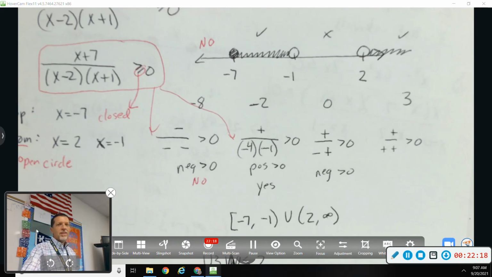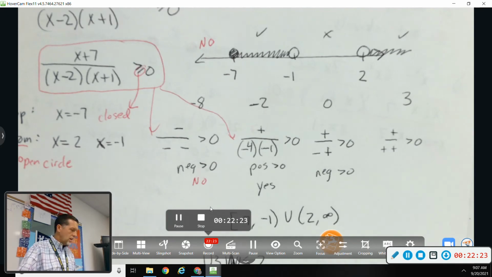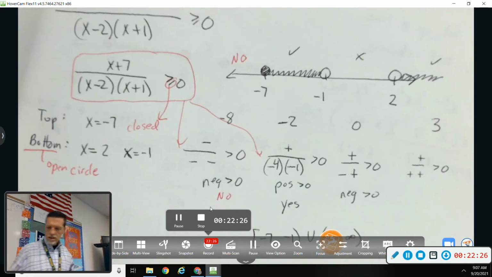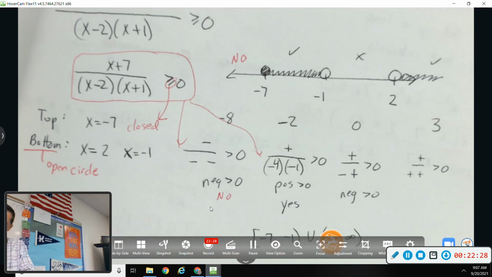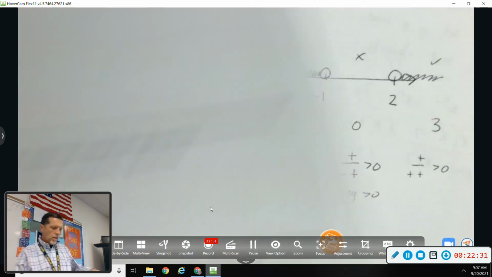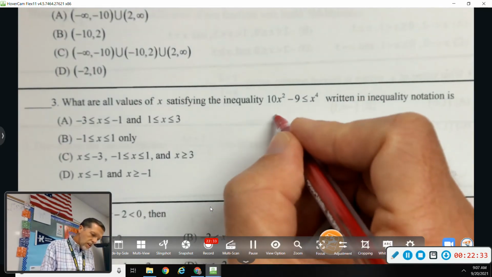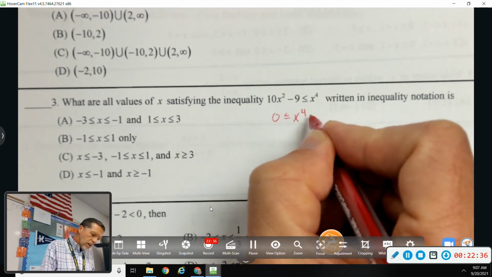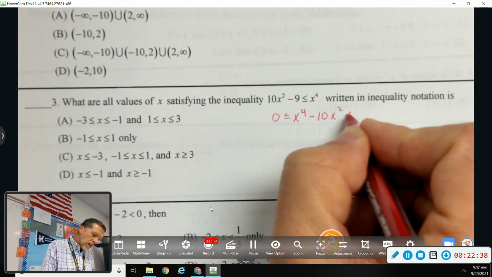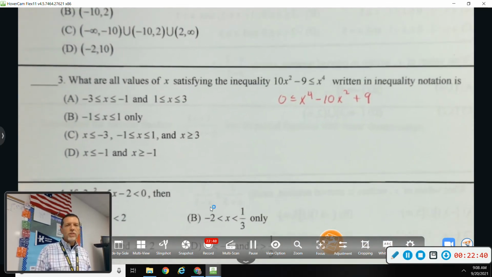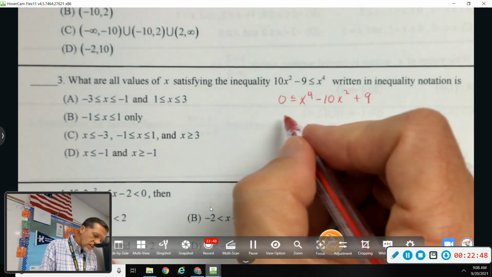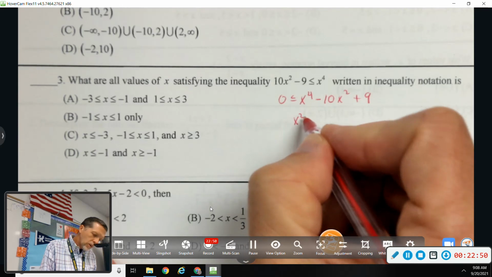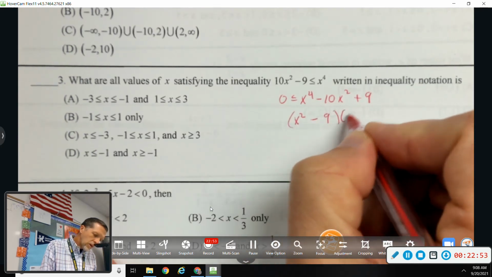So what if you can't factor that? Like for number 3 in the worksheet, unless I'm missing something, I guess I could square root. Number 3 on the worksheet? Yeah. I'm glad you asked that. That will factor. No, you can't square root. You have to factor. X squared minus 9 and x squared minus 1.